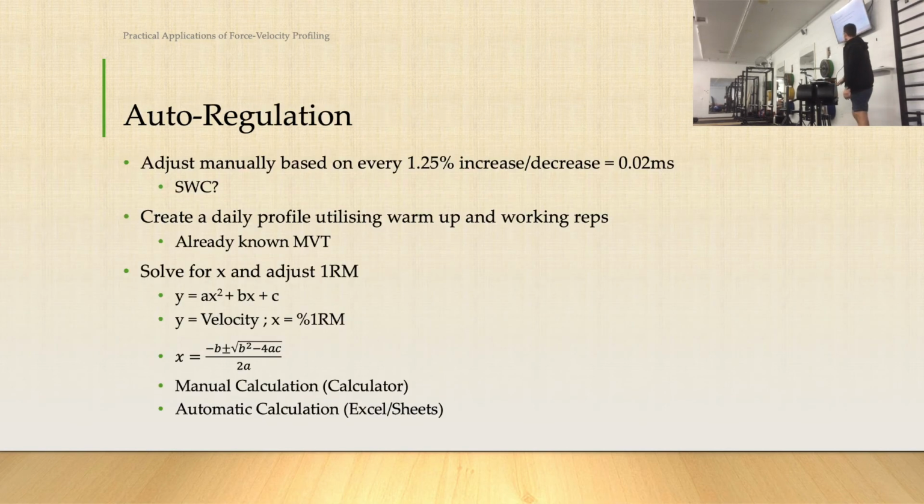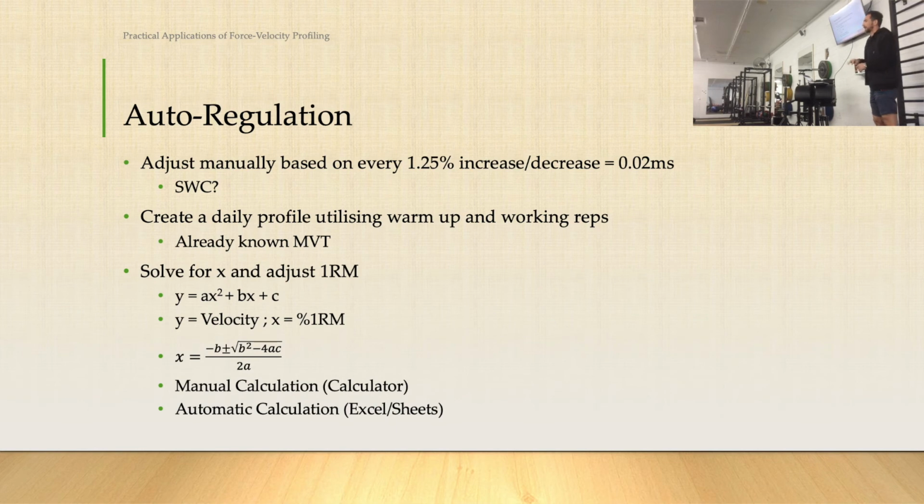Okay, so autoregulation. The way I see it, you've got 3 different ways you can do this. You can adjust manually based on the velocity that they put out for either a close working set to where you want to start, so still your working set, or your warm-up set, or you can do it as part of your first rep for that range that you're looking at. So you can just look at it and go, if you're aiming for a 0.6 and they achieve a 0.62, then it's up to you to determine by your smallest worthwhile change if you then want to go up or down.